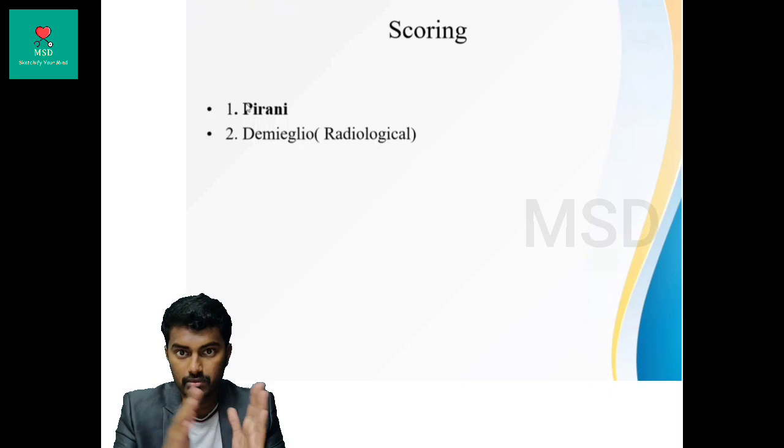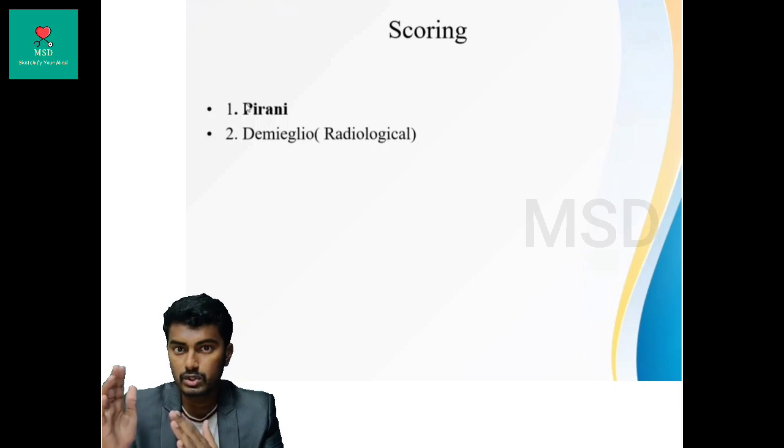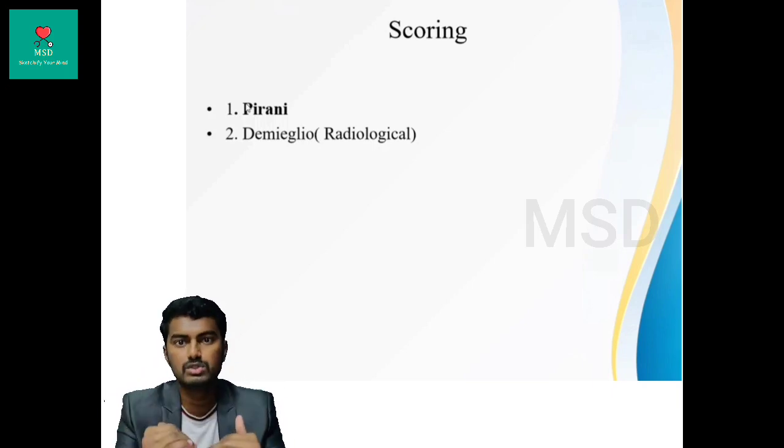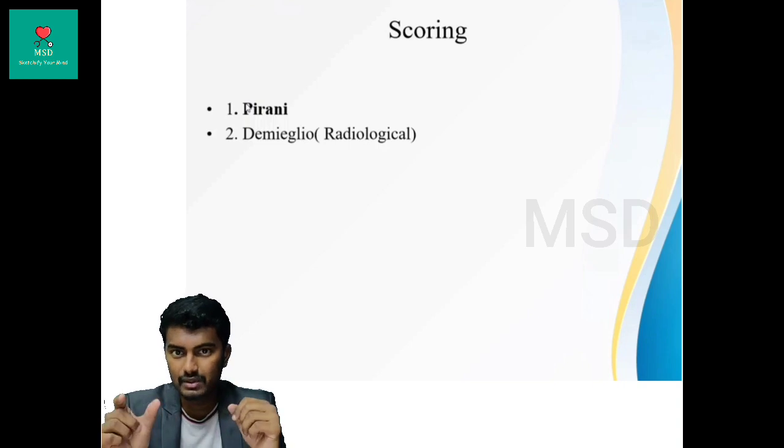The score ranges from 0 to 6. Just remember it, 0 to 6. More the score, worse the deformity. That's it. Then coming to the Dimeglio scoring, just remember the word Dimeglio, it's a radiological criterion.